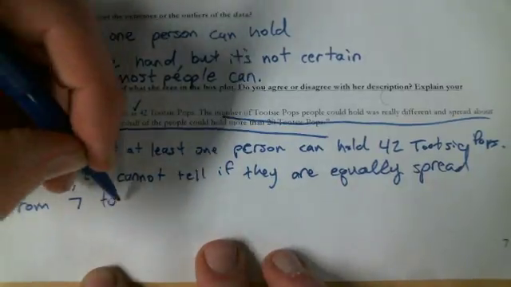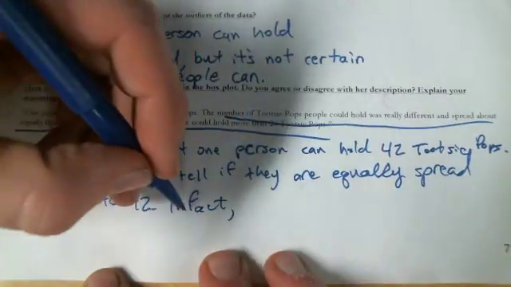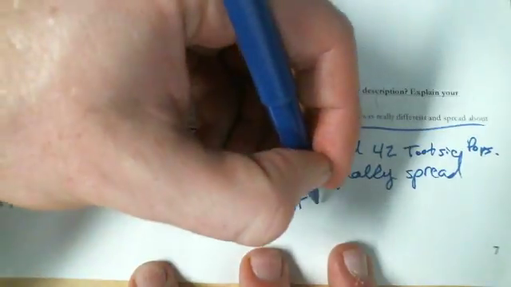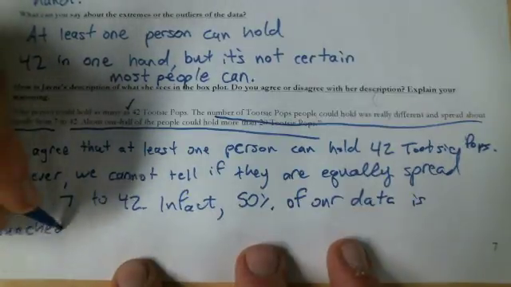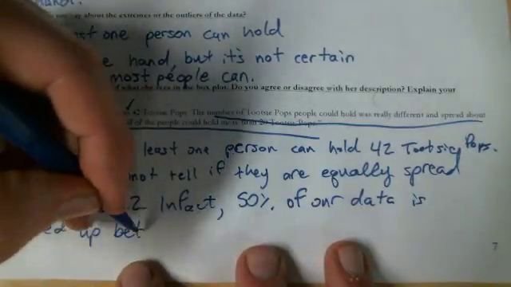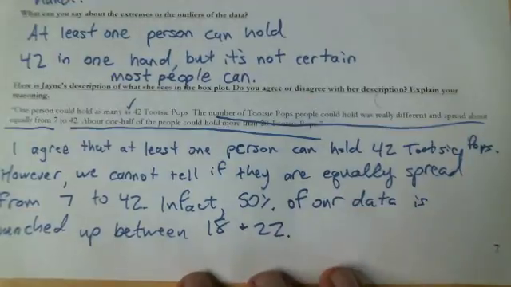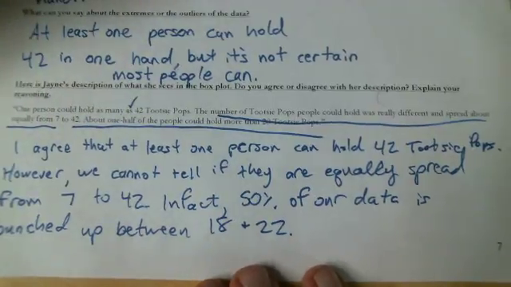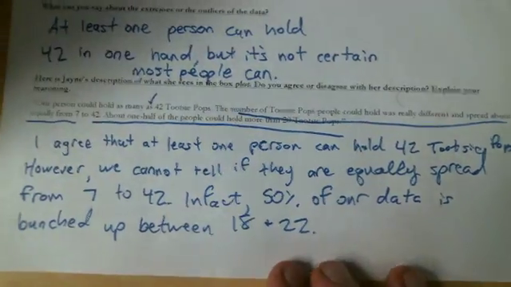In fact, and that should be 2 words, put a space between those two. In fact, 50% of our data is bunched up between 18 and 22. We know that because of the box in our box and whisker plot. And so to say about 1/2 of the people could hold more than 20 Tootsie Pops, we should disagree with that as well. And this fact right here kind of does that for us.